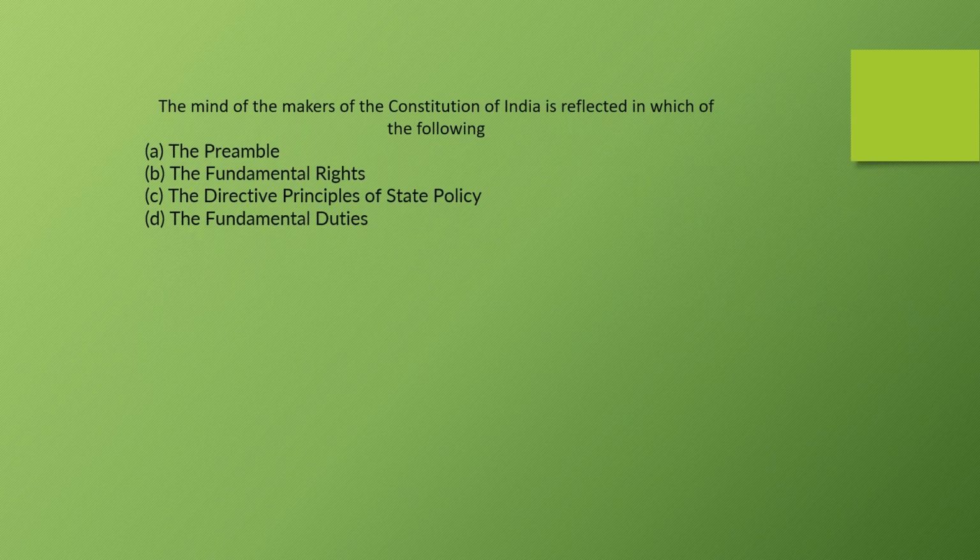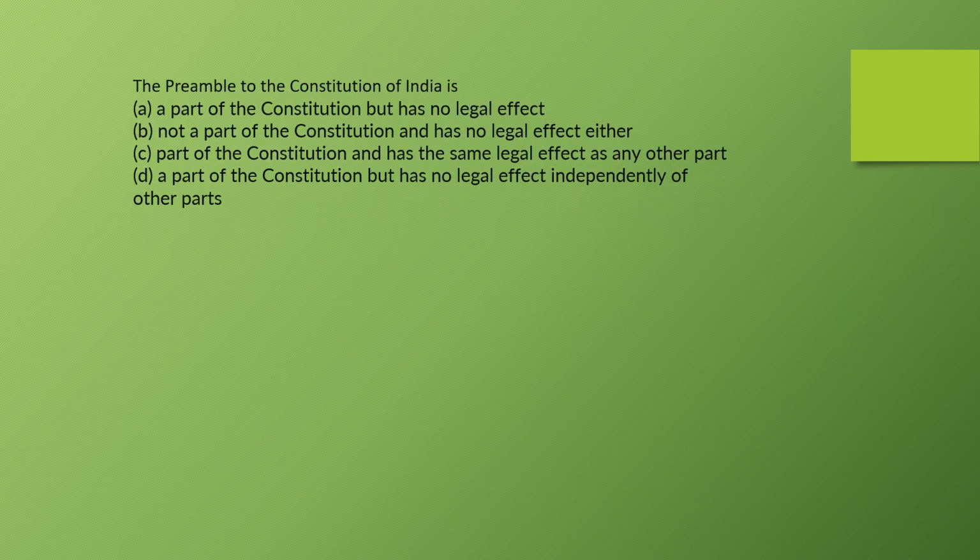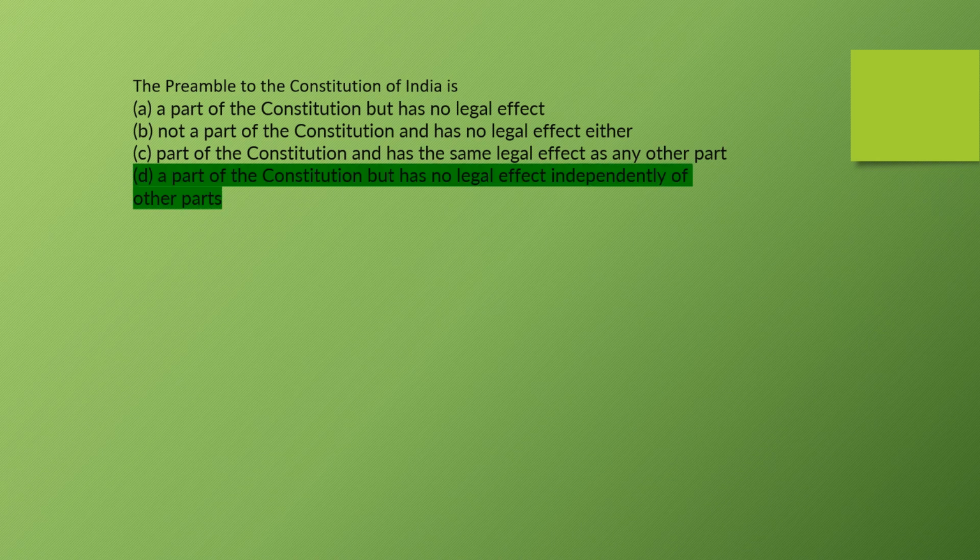Next question is, the mind of the makers of the Constitution of India is reflected in which one of the following? The answer is the preamble. Next one is, the preamble to the Constitution of India is: a part of the Constitution but has no legal effect; not a part of the Constitution and has no legal effect either; part of the Constitution, has the same legal effect as any other part of the Constitution but has no legal effect independently of the other parts. Answer is D.